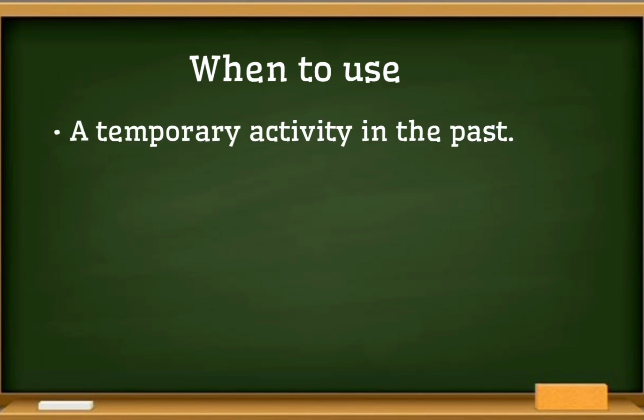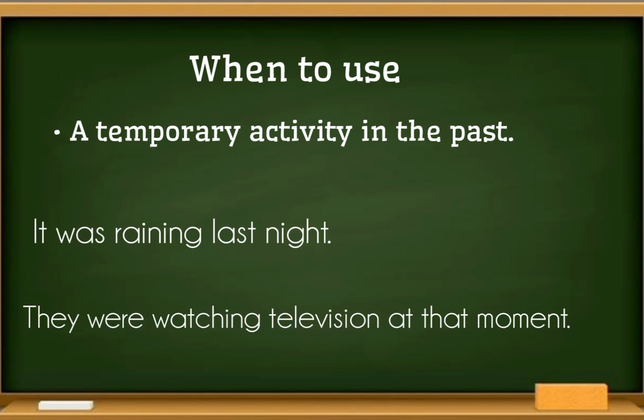Now look at when to use the past continuous tense. We use past continuous tense for temporary activity in the past. For example, it was raining last night. They were watching television at that moment.